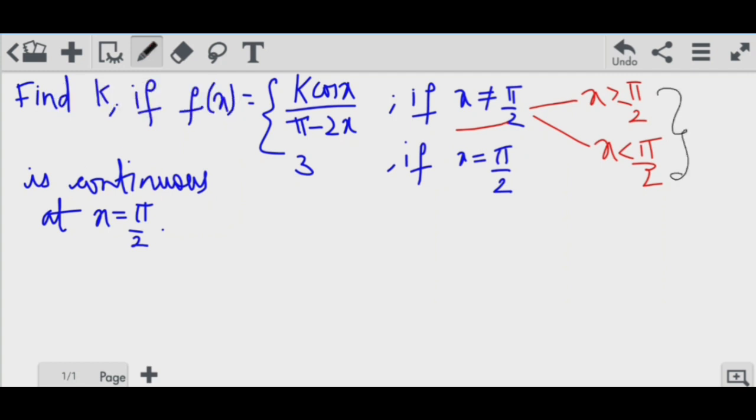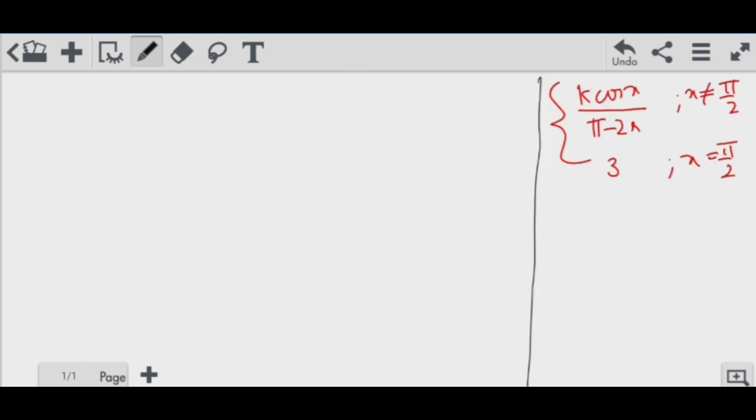both LHL and RHL are included in one single branch. That is, the function value will be k cos x divided by pi minus 2x. So in this case, it is sufficient just to find the limit value. No need to go for LHL and RHL. Let us see the solution.